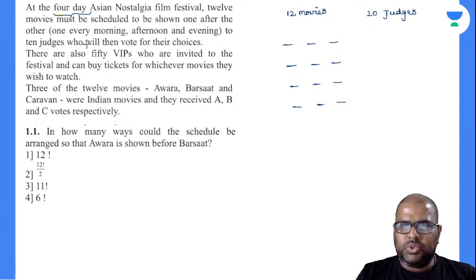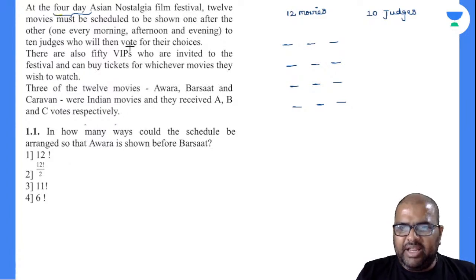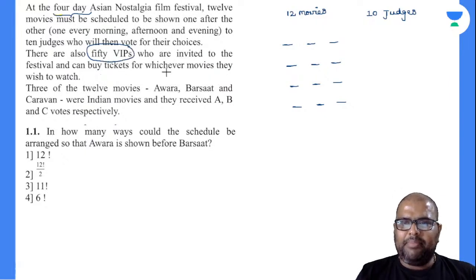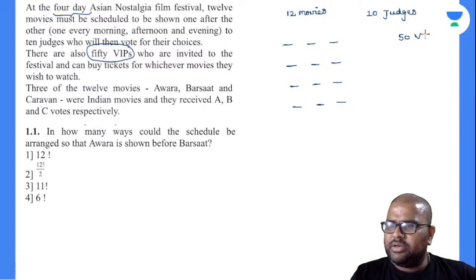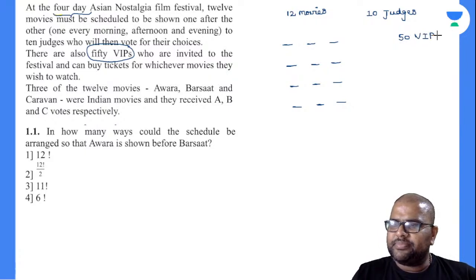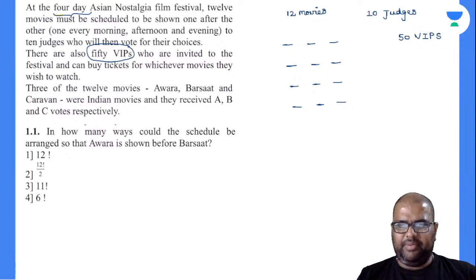To 10 judges who will then vote for their choices. There are 50 VIPs, it seems. Okay, there are 50 VIPs who are invited to the festival and can buy tickets for whichever movie they wish to watch. So totally how many VIPs are there? 50 VIPs are there. I'll write down the data here so that it will be helpful for the next questions. Take a screenshot of this so that for next questions it will be helpful.